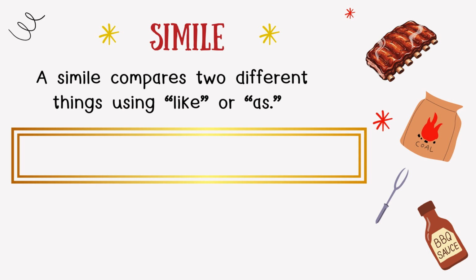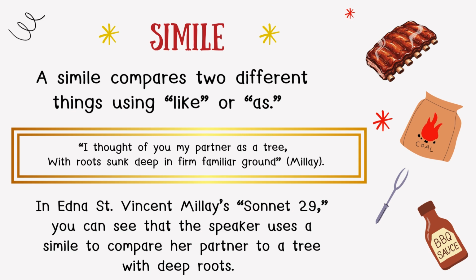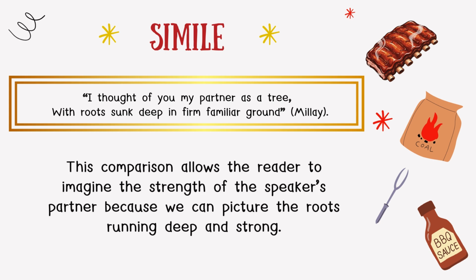The line reads, "I thought of you, my partner, as a tree, with roots sunk deep in firm, familiar ground." In Edna St. Vincent Millay's Sonnet 29, you can see that the speaker uses a simile to compare her partner to a tree with deep roots. Now, the reason the poet uses a simile here is that this comparison allows the reader to imagine the strength of the speaker's partner because we can picture the roots running deep and strong. Remember, the goal of figurative language is to make the writing come alive for the reader.